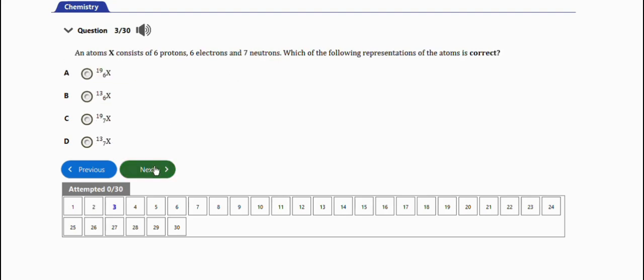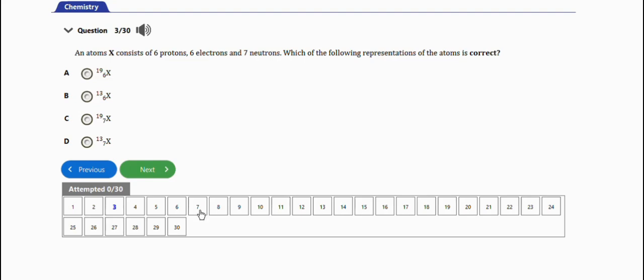The next question is this one. It says an atom X consists of 6 protons, 6 electrons, and 7 neutrons. Which of the following representations of the atom is correct? So if we want to get the mass number, it is proton plus neutron. So the proton here is 6, the neutron here is 7. So 6 plus 7 will give us 13. So the right option will be option B, where the mass number is 13, the upper value, and the atomic number or the proton number is 6. Option B. That's it for this question.